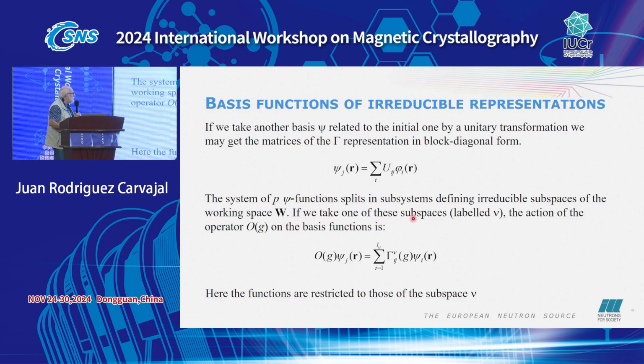If we take one of these subspaces, labeled for example by nu, the action of the operator OG on the basis function is exactly like that here. You transform and you use what you have here. These functions are now restricted to the different subspaces. Each subspace has dimension l nu here, in that particular case. Then this kind of function that defines this functional space is called in general a basis function.